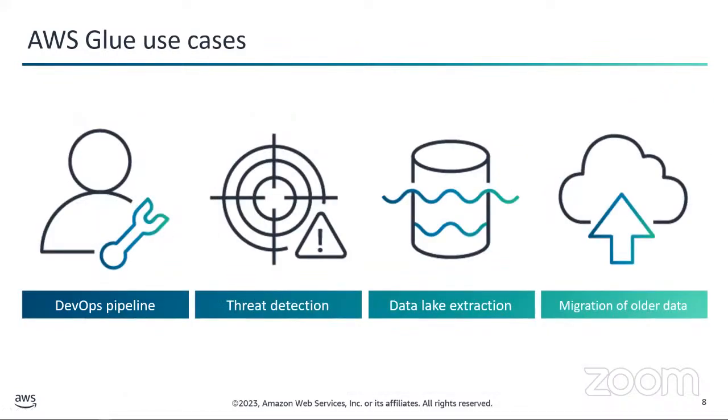Okay, so these are some use cases where you would consider using the AWS Glue service. For example, DevOps pipelines. These are advanced IT concepts, so if you don't know about them, that's okay, you don't have to worry. This is development and operations, and now they also call it DevSecOps, development, security, and operations. You have stages of the process, which is why they call it a pipeline. For threat detection, it can crawl through your data and see if there are anomalies or problems. Then data lake extraction.